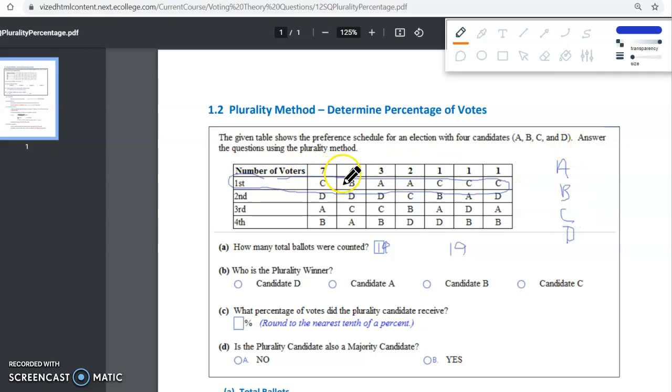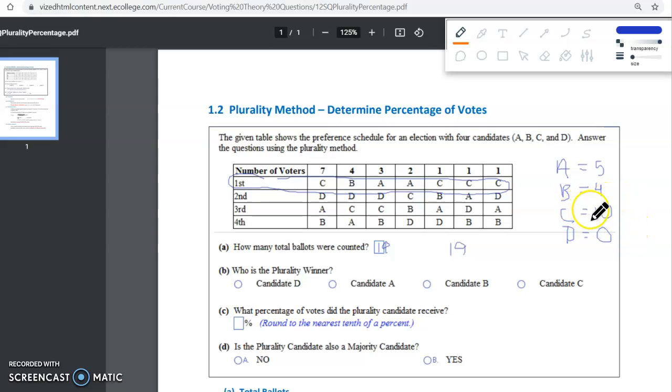Okay, so let's count up A's first place votes. These 3 people voted for A first, and so did these 2 people. So that's 5 total votes. So A got 5. All right, let's do the same thing for B. B is only first right here, so that's these 4. C had these 7, and this one, so that's 8, and this one, that's 9, and this one, that's 10. So C had 10 first place votes. And then D is not up here at all, which means D got 0 first place votes.